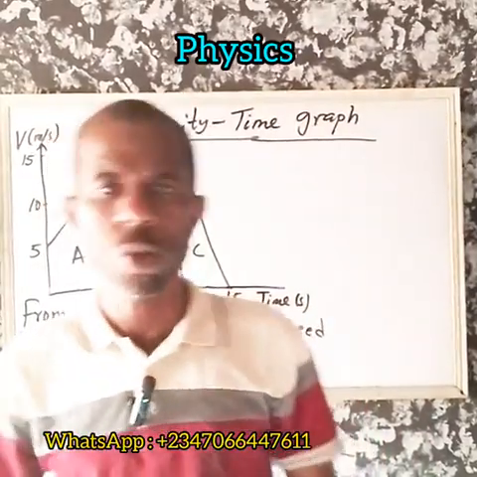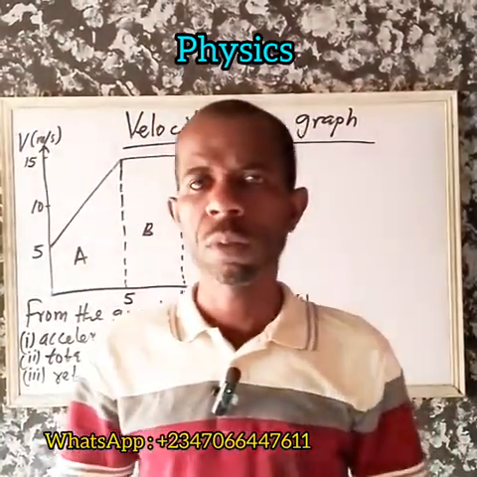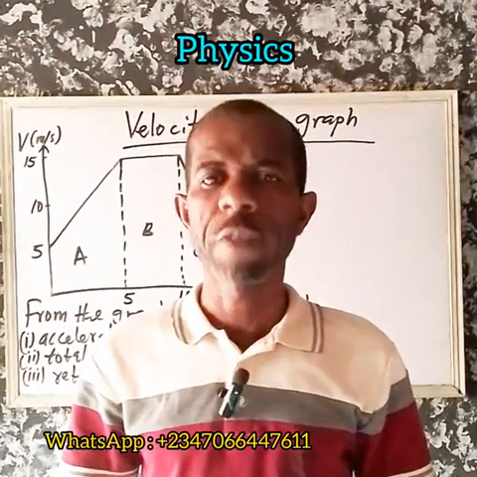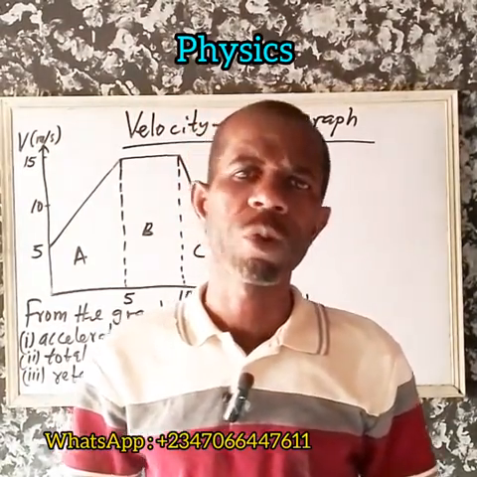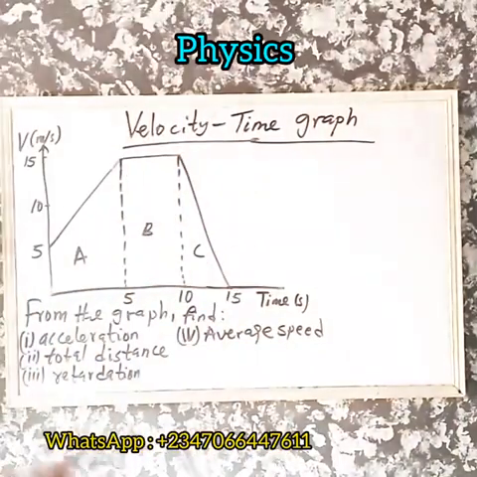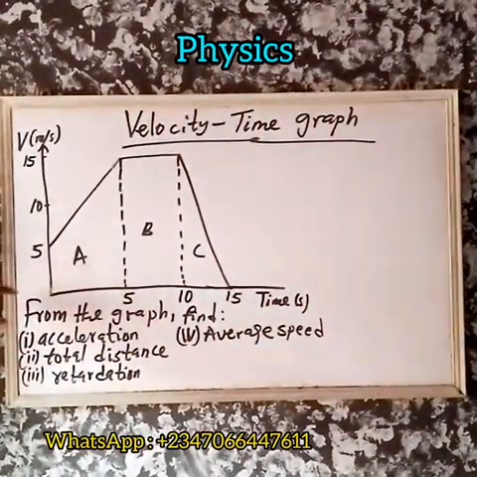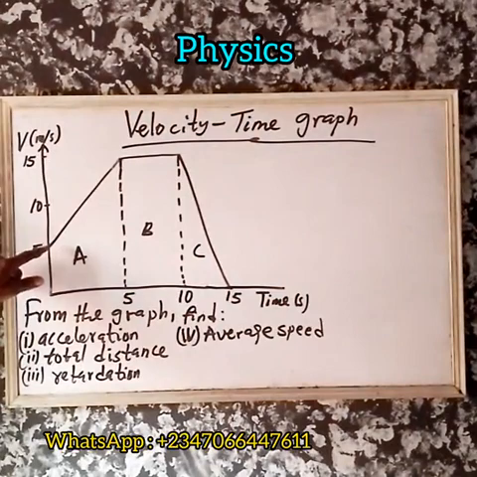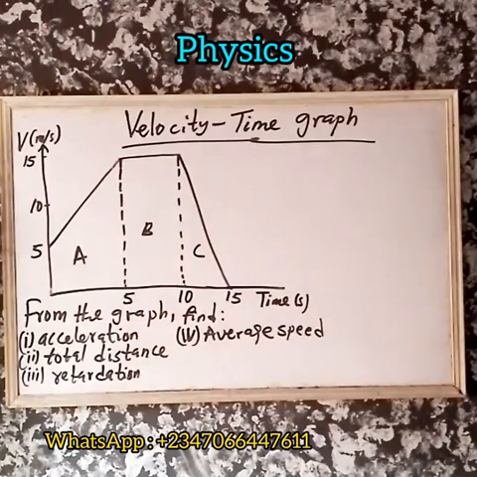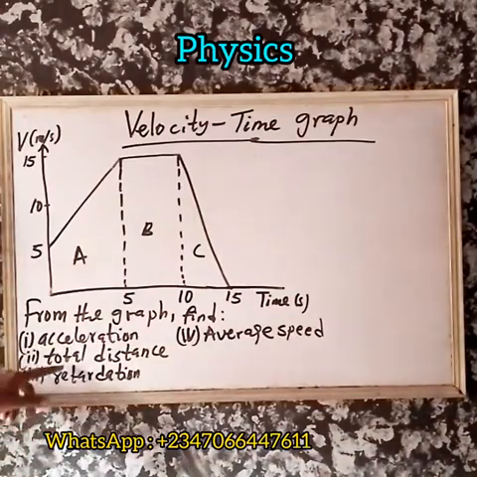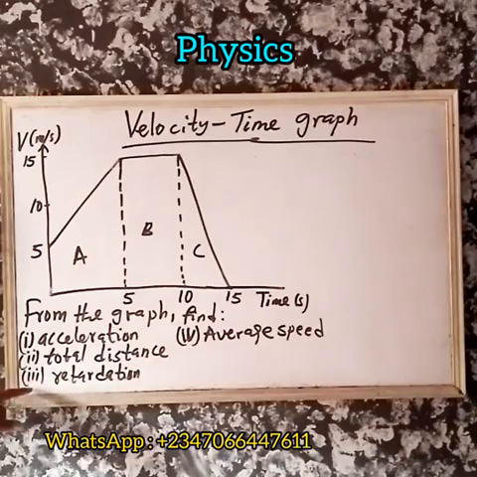Let us look at this question to explain the velocity time graph. So we have a question on the board. Look at how the graph is drawn. As you can see, this graph has formed three different kinds of shapes. From the graph, we are asked to find: 1, acceleration; 2, total distance; 3, retardation; and the last one is average speed.